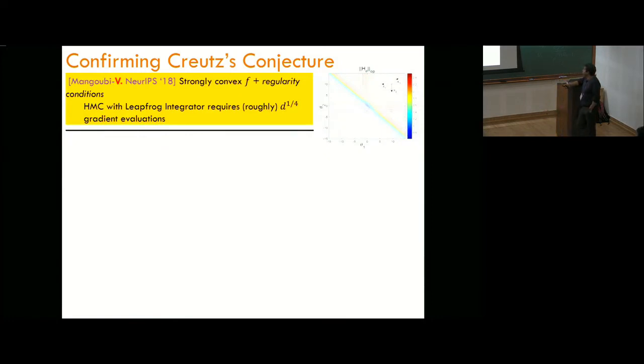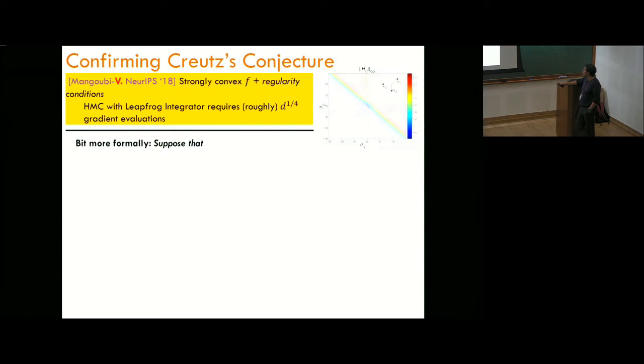So we proved, and this is joint work with my postdoc who is now a faculty, that the Hamiltonian Monte Carlo algorithm with this Leapfrog or symplectic integrator essentially verifies or confirms this Creutz's conjecture. So the d to the 1/4 you can prove. And I shouldn't be saying things like this, but since there's a mixed audience here, these are mathematical proofs. Rigorous proofs, okay? So let me state the theorem.